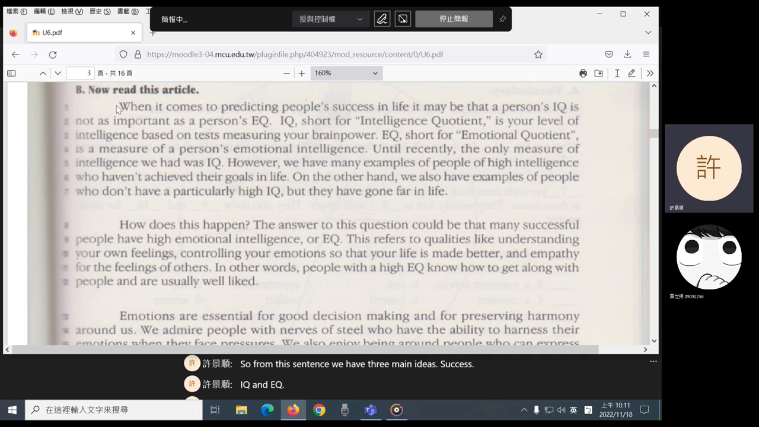Now, most of us know what IQ is. EQ is a bit newer. Maybe some people don't know. So from this first sentence, it looks like this essay will introduce EQ by comparing it to IQ and then tell us why EQ is also important for success. So the first step is to compare EQ with IQ. So this is what the first paragraph is doing.